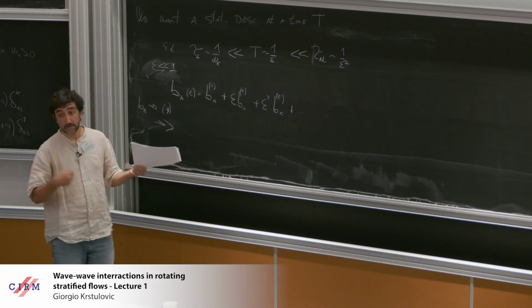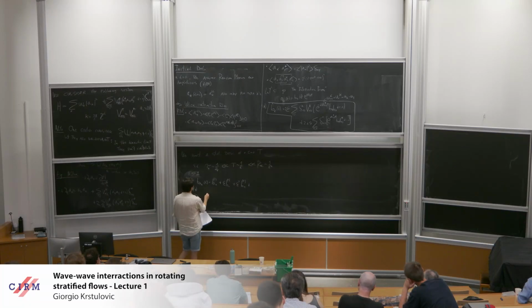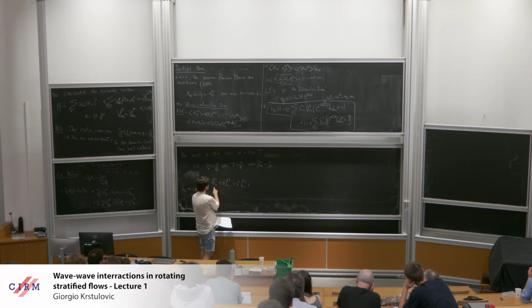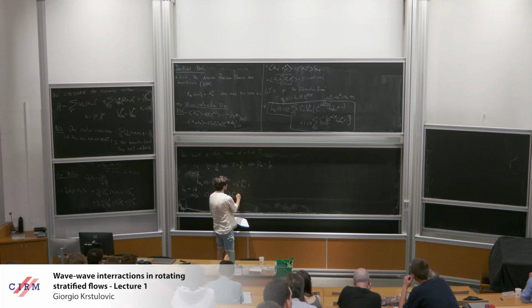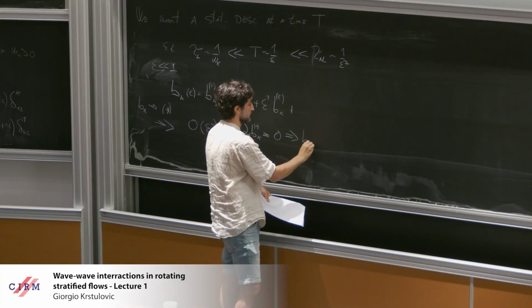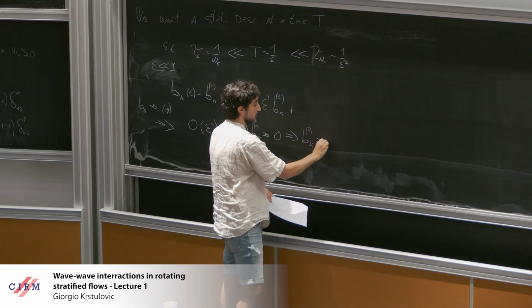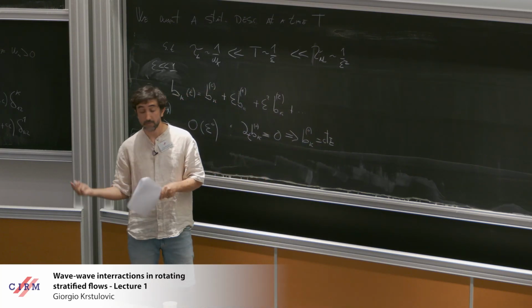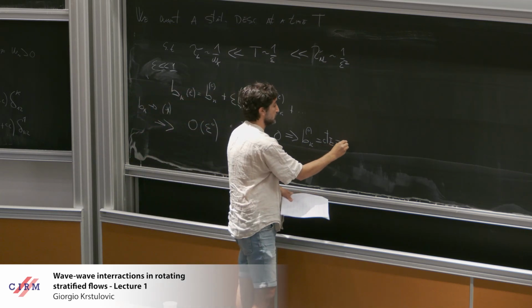On the right-hand side, I start at epsilon. So if I look at the order epsilon to the power 0, that gives me simply that this is 0, so that means it's constant, but at t equal to 0, b is equal to the a's, so this is just initial data.